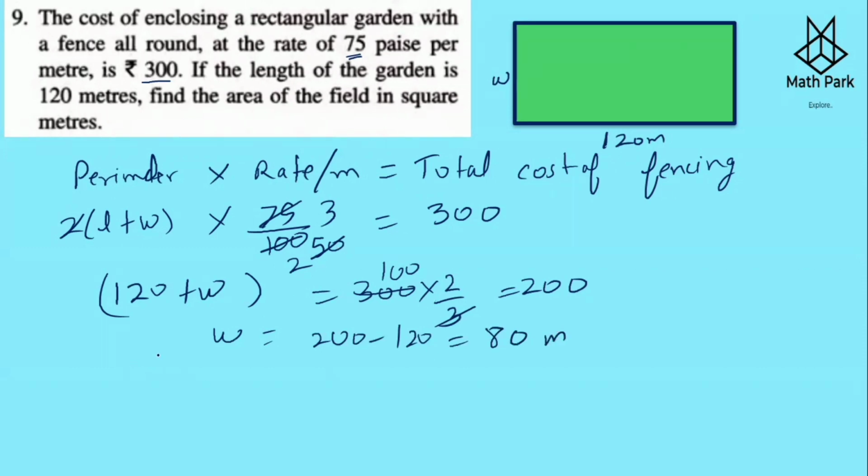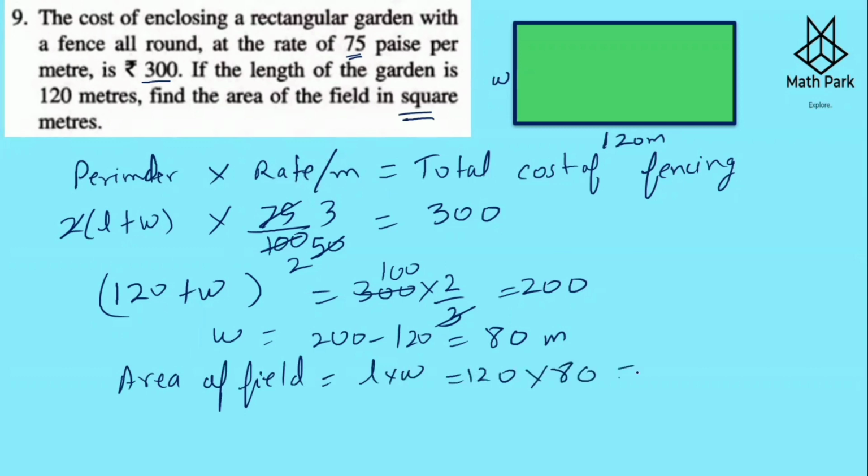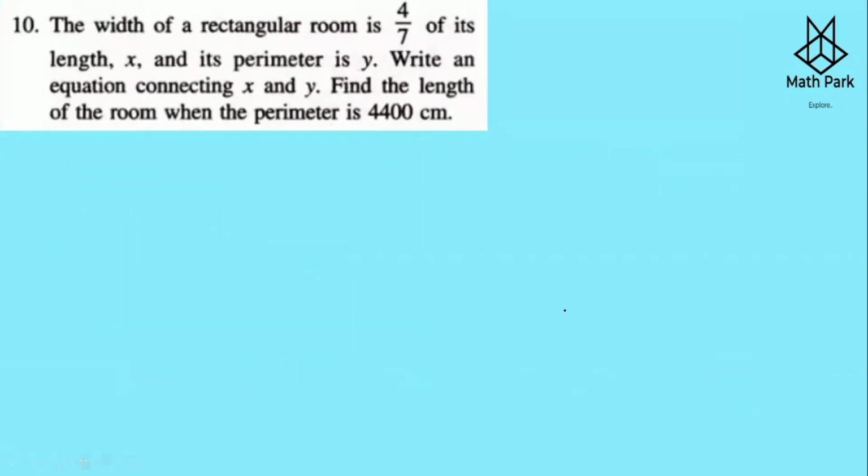And now we can find the area of the field. So we get area of field is equal to length times width. So length is 120 and width we just found out, which is 80. So 12 into 8, 12 8s are 96. 9600 square meters is the area of the field. Got it? Last question of today's video.